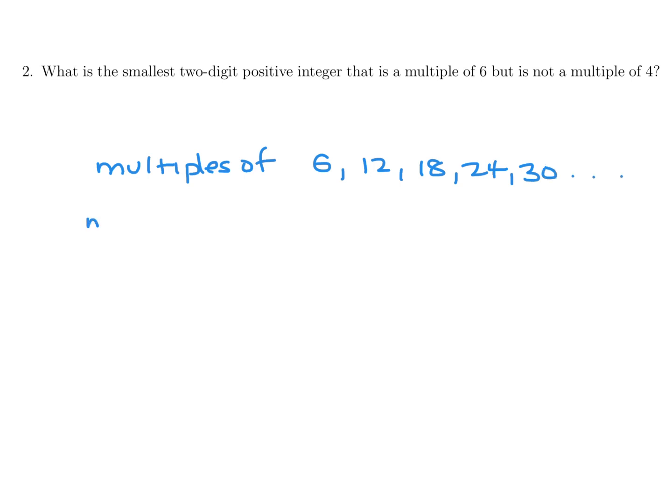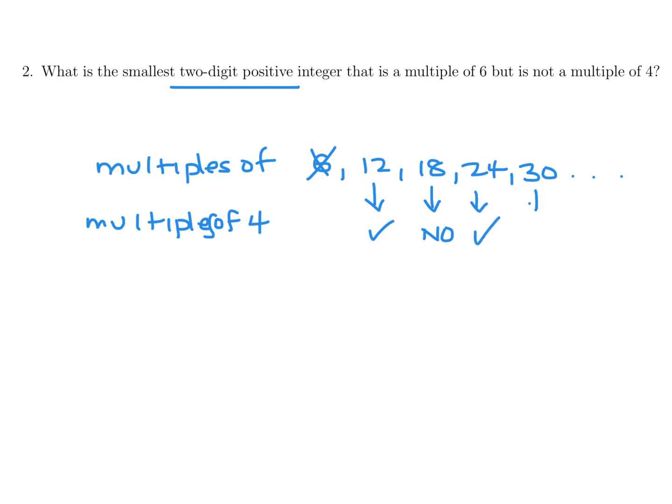And then let's see which ones are multiples of 4. Oh, two digits. Okay, so we can't count this one. It's got to be two digits. Okay, multiples of 4. Is this a multiple of 4? Yes. This is not. This, yes. This is no. And what do they want? They want the smallest. Okay, so I don't have to keep going. I can just choose that and end the question.